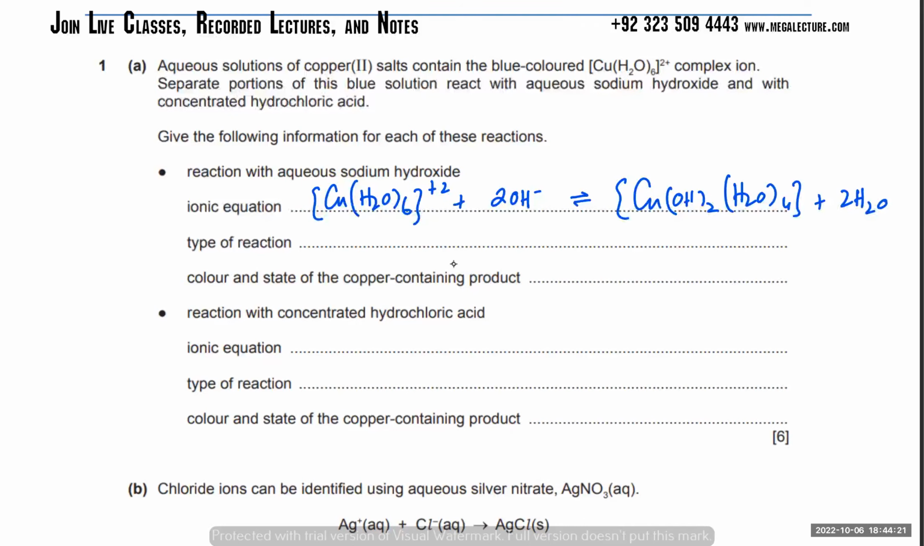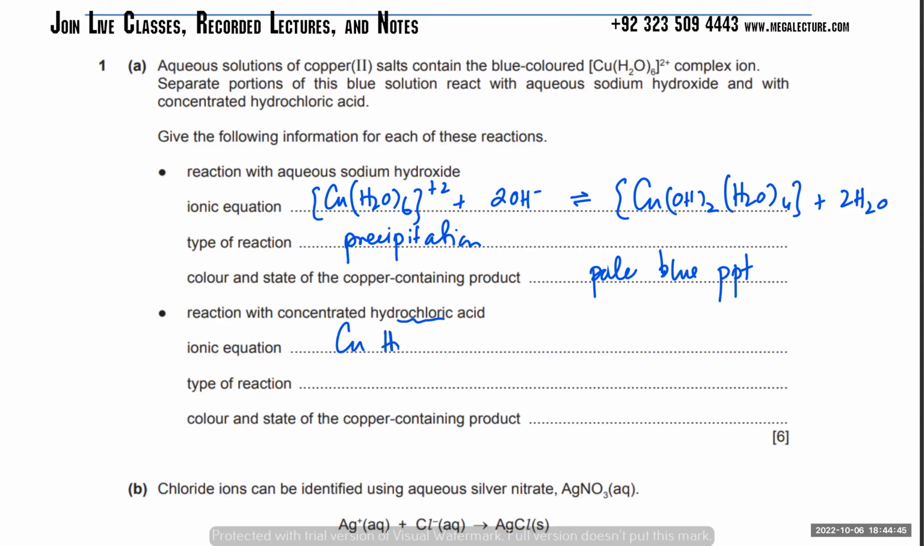The type of reaction, that's a precipitation reaction. I told you, a precipitate is getting formed. Color of the product, it's a pale blue precipitate. Pale blue. It's a pale blue precipitate, and the next one, what happens if you add hydrochloric acid?